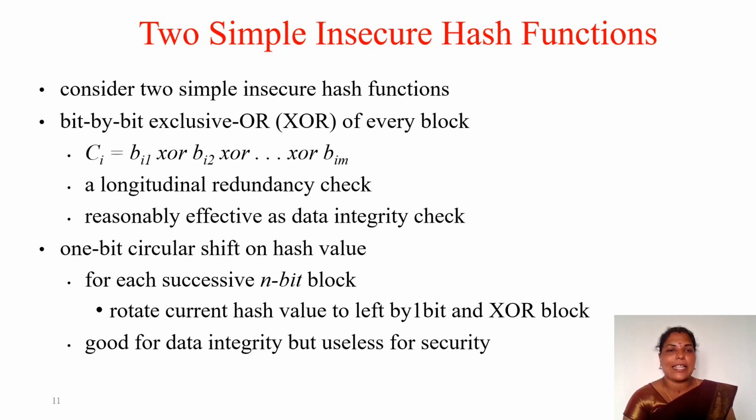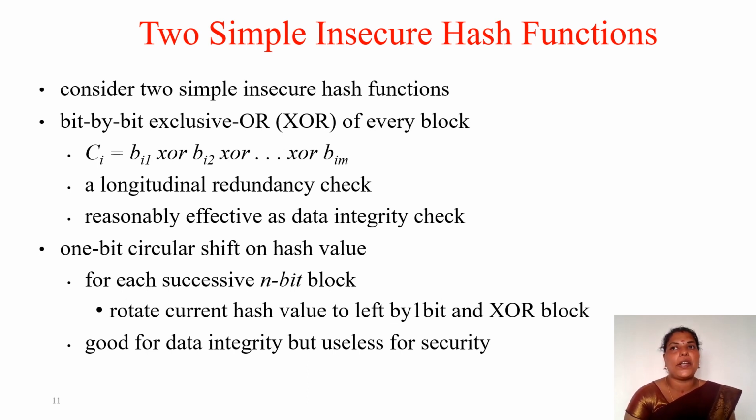Consider two simple insecure hash functions. The first is Ci, the bit-by-bit exclusive OR of every block. The XOR operation is an odd function, and one hash function we are using is the XOR operation, that is Ci equals Bi1 XOR Bi2 XOR and so on, for each and every bit we are XORing. This is mainly used in the longitudinal redundancy check, and it is effectively used for the data integrity check.